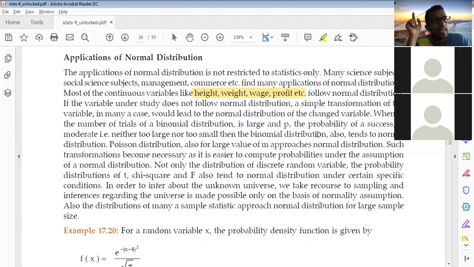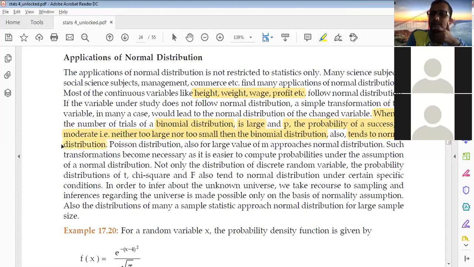Sir, when n was very large and p was very small and np was finite, we used to say binomial was going towards Poisson, and we studied that. But see here, students, when n is large in a binomial distribution, when n is very big itself and p is neither too large nor too small, that means it is around symmetric. Yes. If it is around symmetric, binomial distribution tends to normal distribution itself.